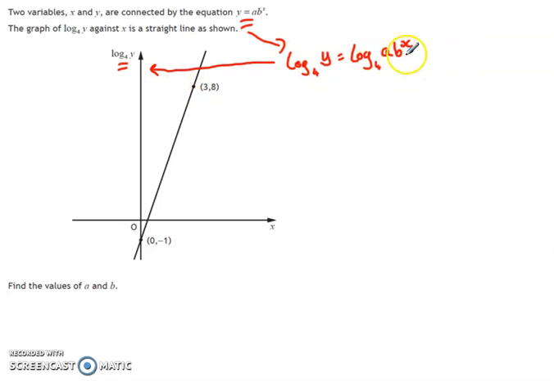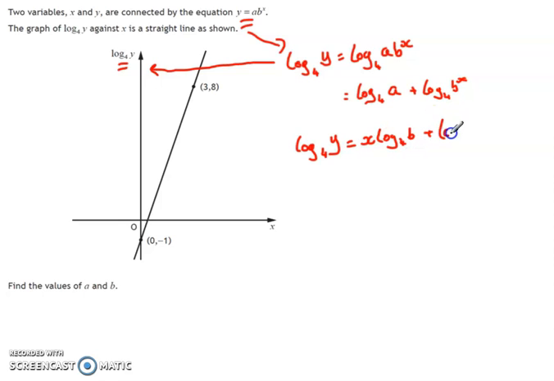Now I'm going to do a bit of jiggery pokery and move this right hand side about using my rules of logarithms. So what I'm going to do is split it to begin with, and I'll have log to the base 4 of a plus log to the base 4 of b to the power of x, and then I'm going to bring the x down in front, and I'm going to be able to say that my overall equation of the line is log to the base 4 of y equals x times log to the base 4 of b plus log to the base 4 of a.